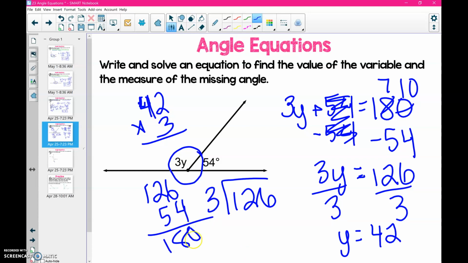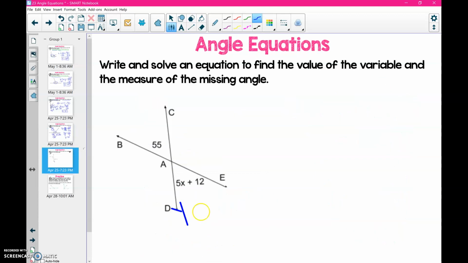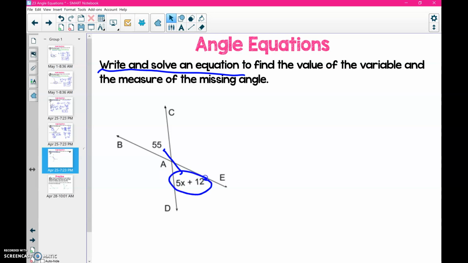Last one, I know this has been a little bit of a lengthy video, but I want to make sure you have all the information you need. So when we look at this one, this is going to be our last one. Again, we're writing and solving an equation. And so we're not actually using complementary or supplementary on this one. We are using vertical angles. Remember, when they're straight across from each other like that, they're vertical angles. And vertical angles always have the same measurement. So it means that ultimately this altogether will get us to 55.